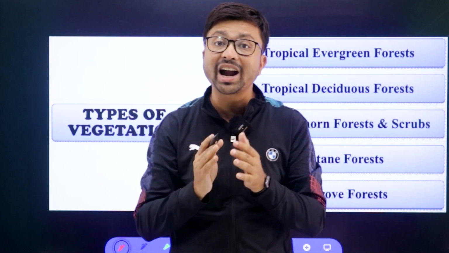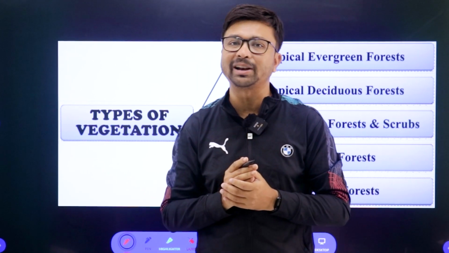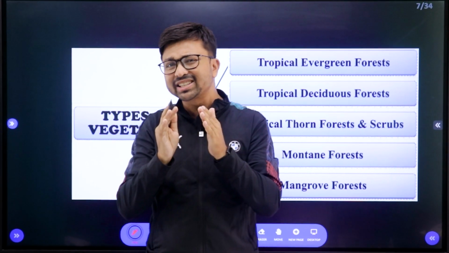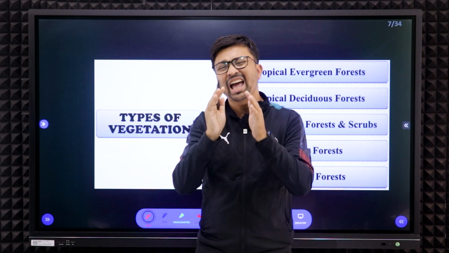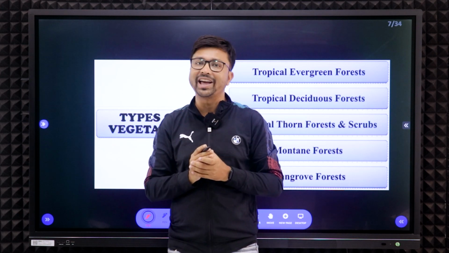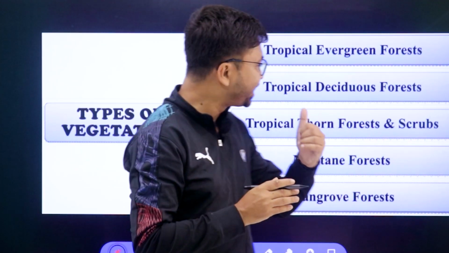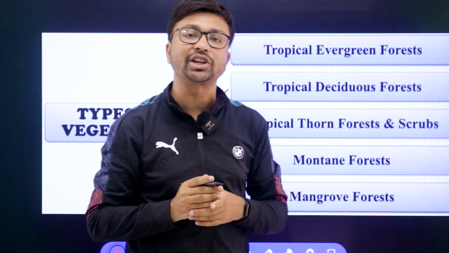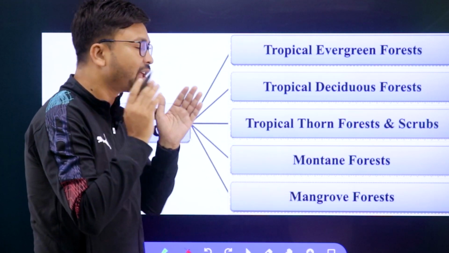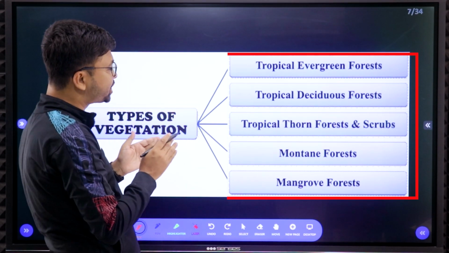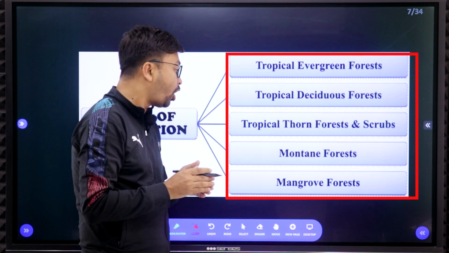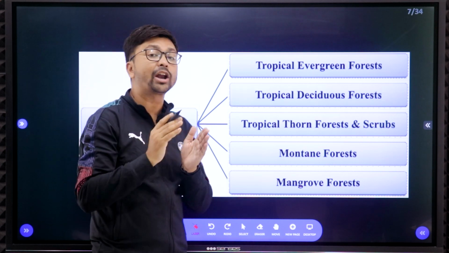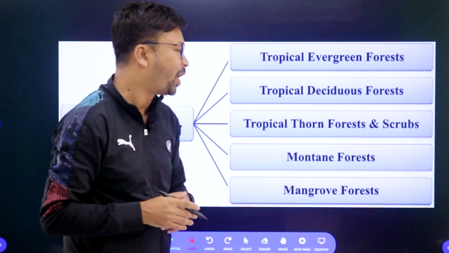As you know, we are studying the chapter that is natural vegetation. In my last video, we discussed the importance of natural vegetation as well as the definition and a little bit of description about natural vegetation. And we finished with this slide, that is the types of vegetation found in India. So what are the types? That is tropical evergreen, tropical deciduous, tropical thorn forest and scrubs, the mountain vegetation or the mountain forest, and the mangrove forest or mangrove vegetation. Those are the main 5 types of vegetation found in India.